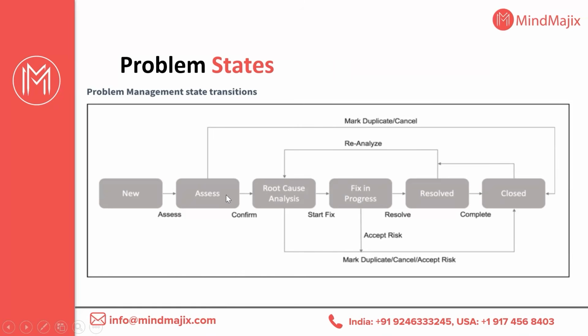It could happen that after the investigation, the problem owner felt that this particular thing is actually an issue, and he or she has to do a root cause analysis. At that time, that person is confirming that yes, this is a problem, and then starts with RCA, that is root cause analysis. Okay. At that moment also, it can be marked as duplicate, it can be marked as cancel, or it can be accepted as a risk. It could be that once you fix this problem, it can create multiple issues, and it's better to have a workaround for it rather than a permanent fix. So that could also be marked as closed.